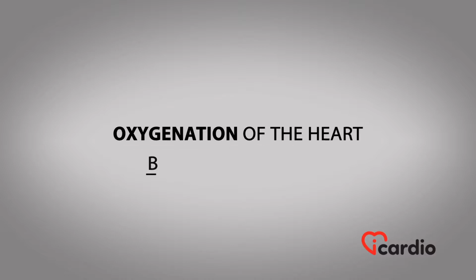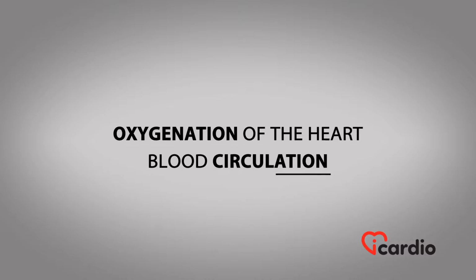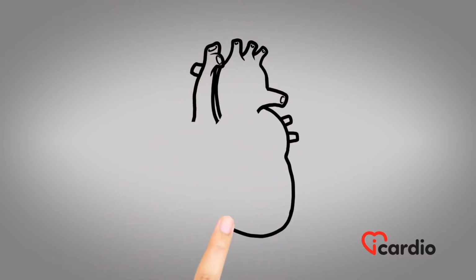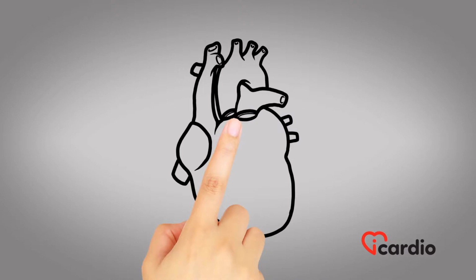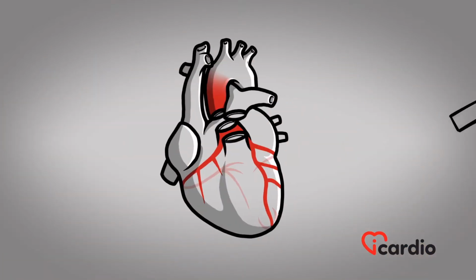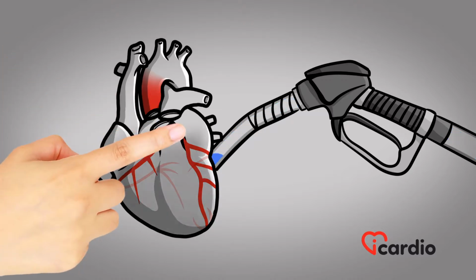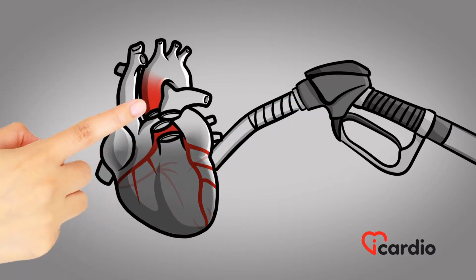Understanding the oxygenation of the heart and its blood circulation. The coronary arteries. The heart is a muscle fueled by oxygen, which is delivered by the coronary arteries. Any reduction in the oxygen supply can have serious and sometimes irreversible consequences for the heart.